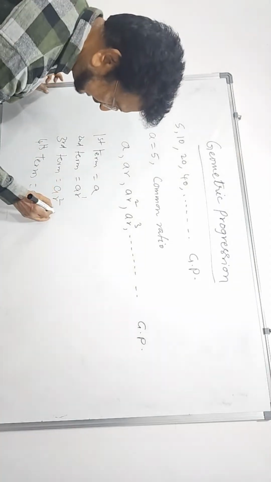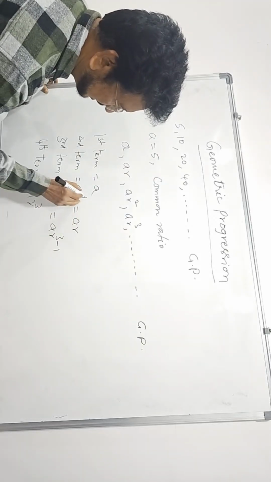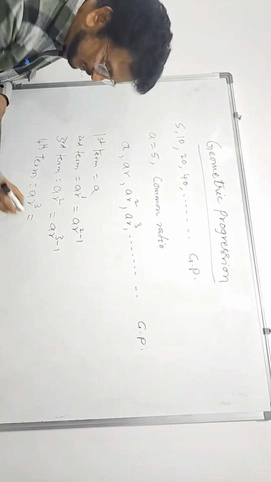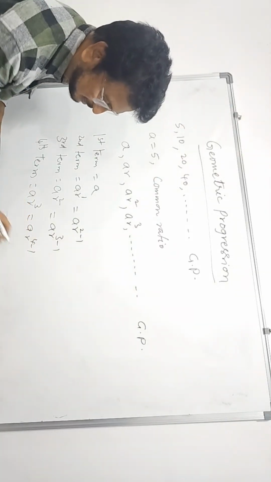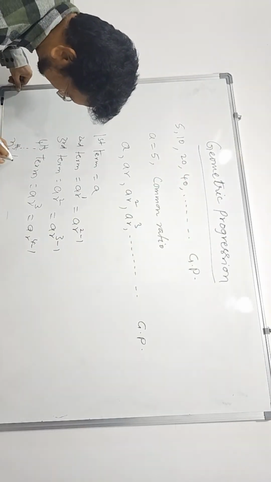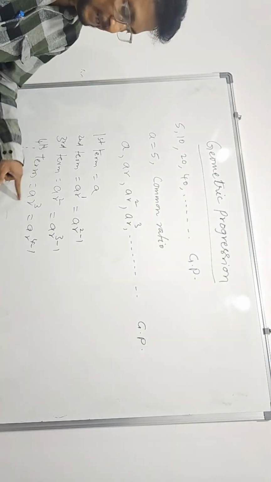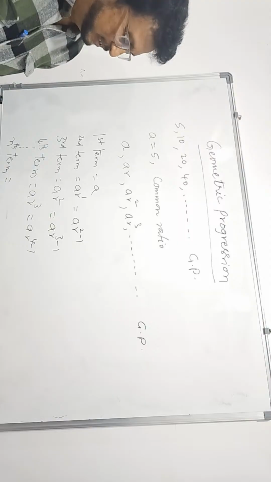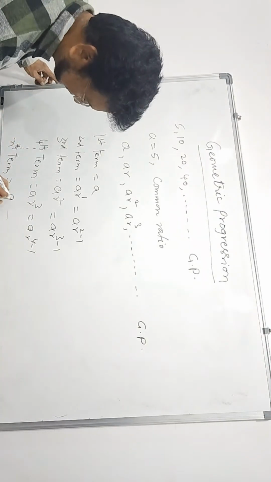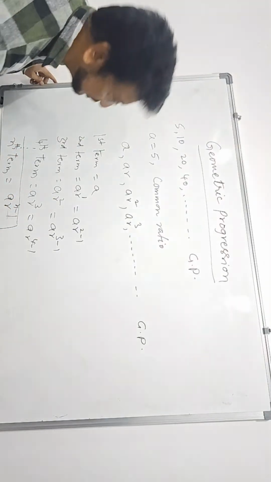You can rewrite like this. AR power 3 minus 1. In place of 1 I can write 2 minus 1. Here also the fourth term means AR power 4 minus 1. Now if you want to write the nth term formula, how will you write? Fourth term means AR power 4 minus 1. So nth term means AR power n minus 1. This is the nth term of a geometric progression.